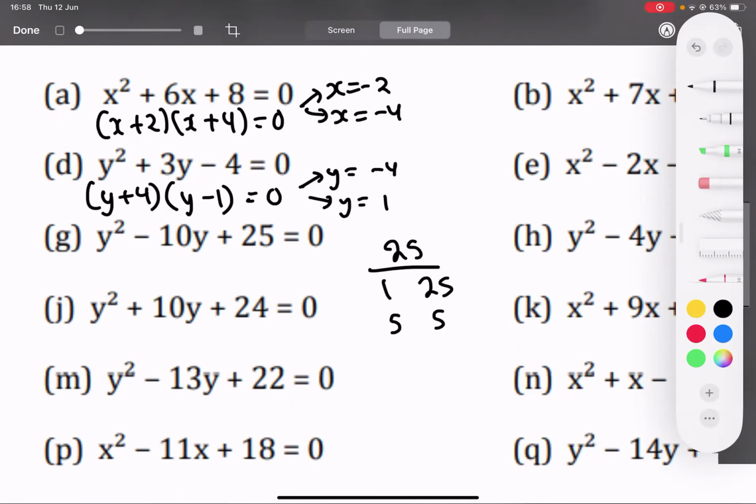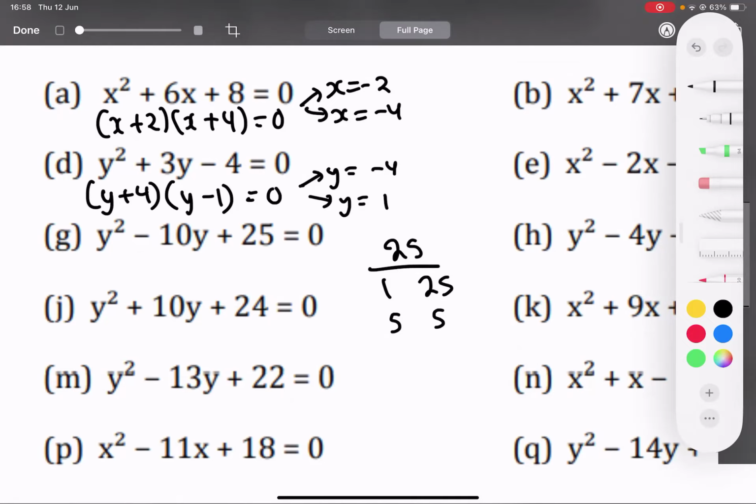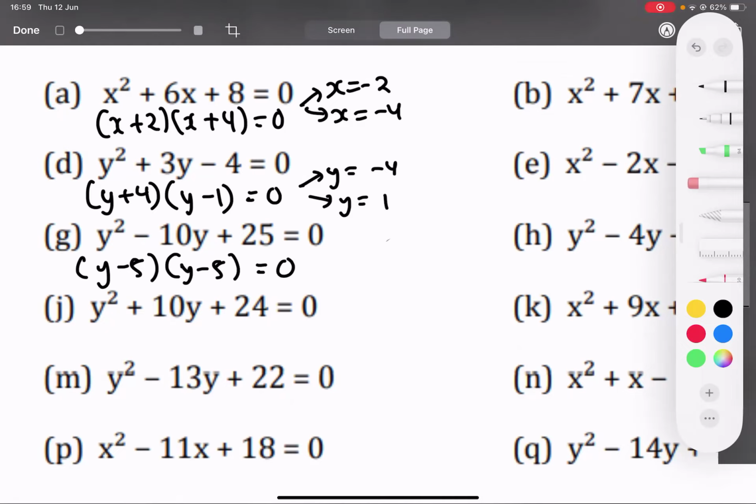What would the numbers be then? Because it can't be those, right? So that's where we have to be a bit clever about it. So I'm also going to put a few more multiples. Minus 1 and minus 25, and minus 5 and minus 5. So what would the answer be? Minus 5 and minus 5. Good. y minus 5, bracket, y minus 5 equals 0. And what's the final answer? y equals 5. Good.